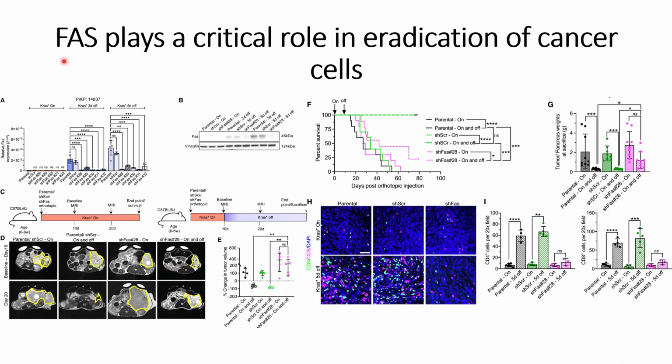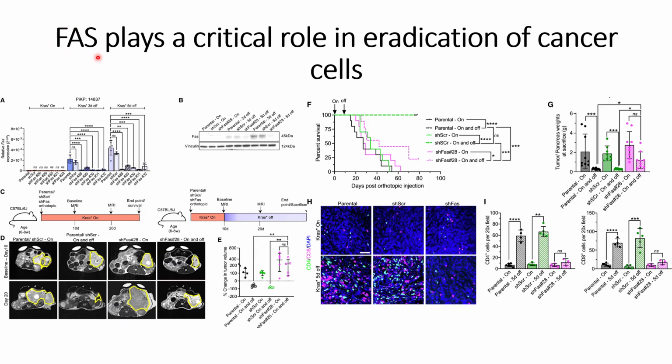In this video, we will discuss the experiments where the researchers analyzed whether FAS receptors, that is the death cell receptors, play a critical role in the eradication of cancer cells, and why they came up with these experiments. Because in the previous video, we understood that KRAS is inversely proportional to the FAS receptors, and when the KRAS goes down, they observed the eradication of the pancreatic cancer cells.